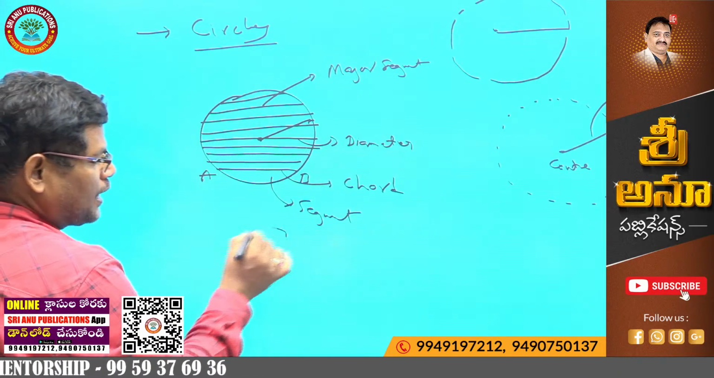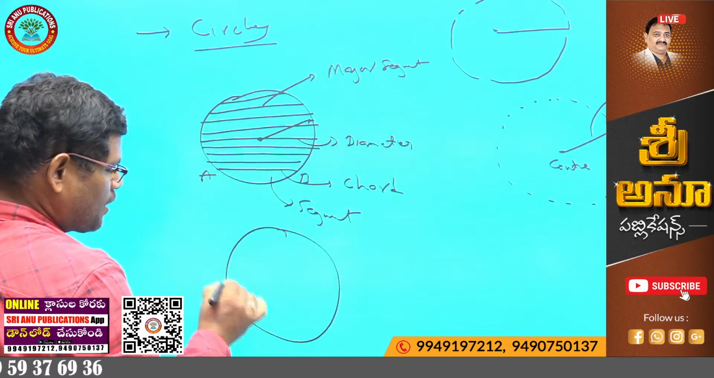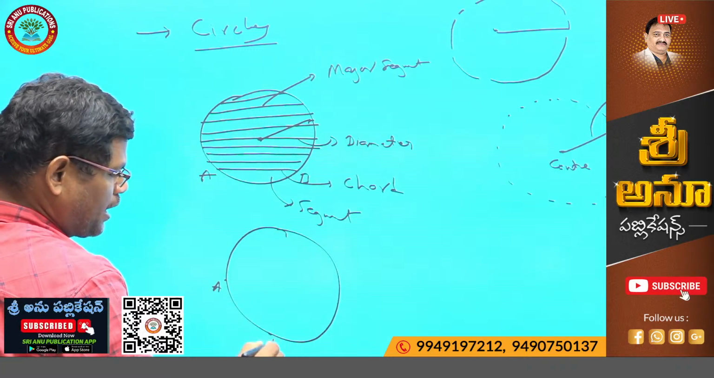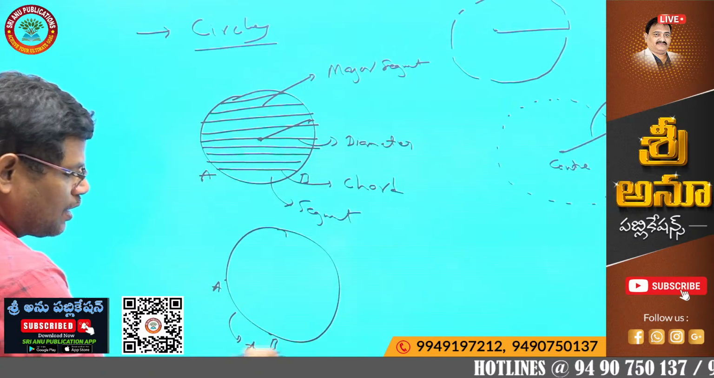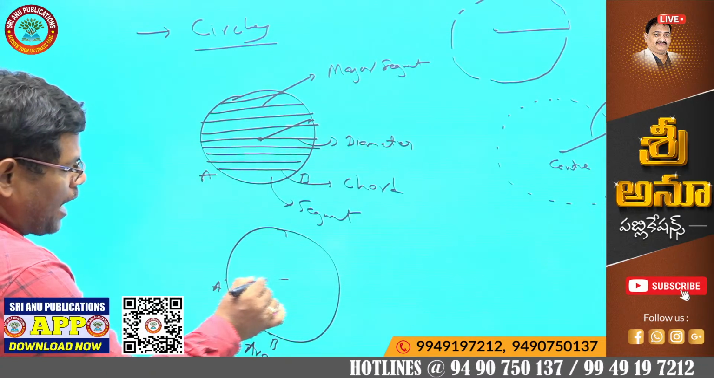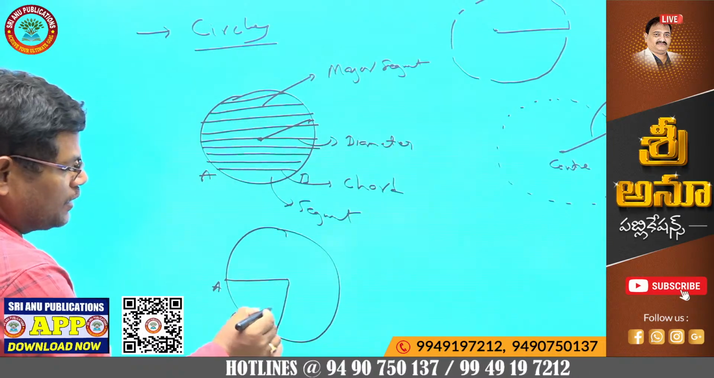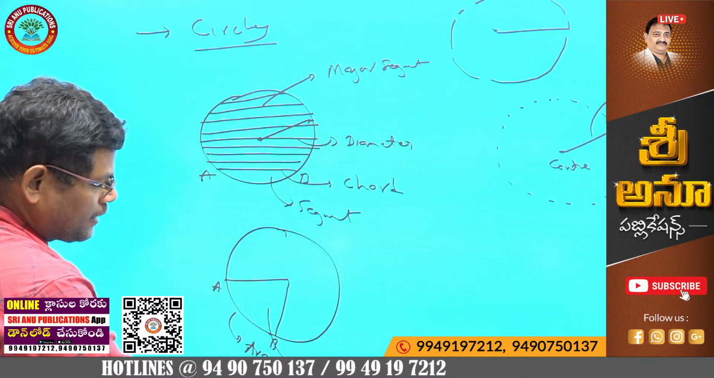And then if you take a part of a circle, suppose I am taking A and B, the part of a circle is called an arc. The arc making an angle with the center, some part, is called a sector.